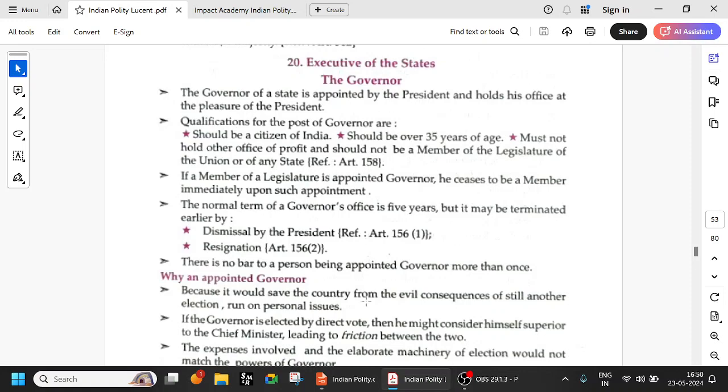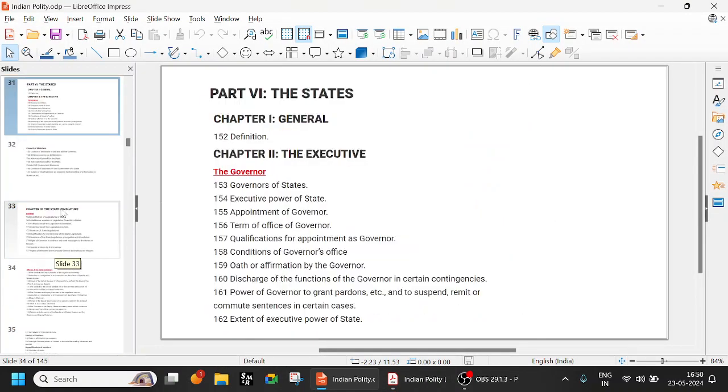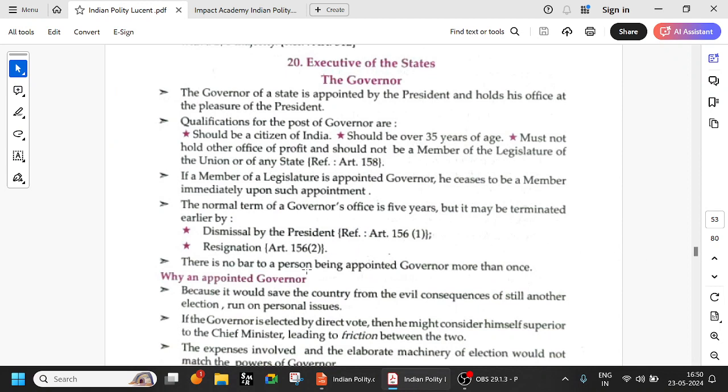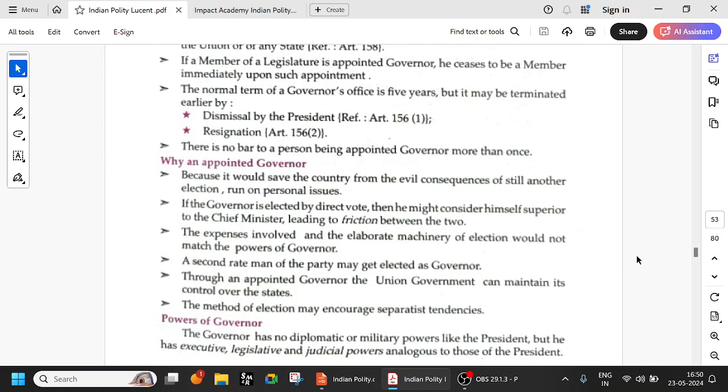156 deals with the term of the office of governor, including dismissal. Then the qualifications for appointment, conditions, oath or affirmation, discharge, etc. There is no bar to a person being appointed governor more than once. So any number of times he can be governor, and he can be governor for more than one state.